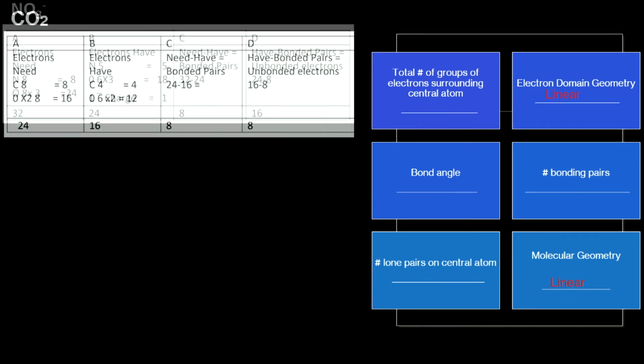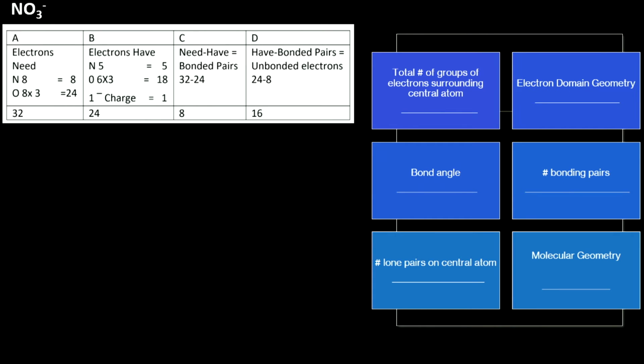So let's move on to an electron domain where we're going to have 3 domains surrounding our central atom. If we were to draw out our nitrate ion, nitrogen is in the center and we have 3 oxygen atoms. We see that we have 4 pairs of electrons that are being shared between our nitrogens and our oxygens.